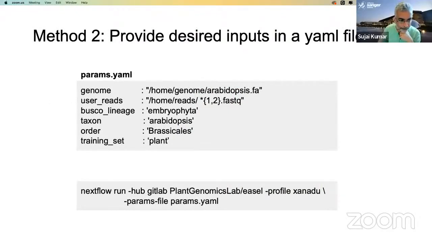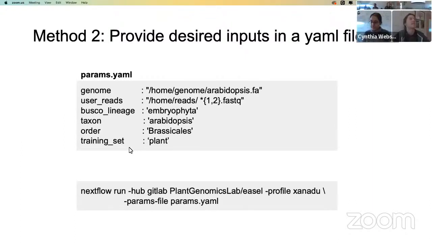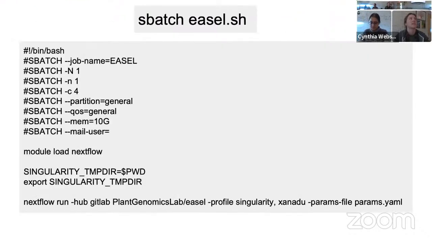Yep. Okay, cool. All right, so as I was saying, you would provide all of these parameters in a separate file and then provide it to your Nextflow script this way. You just add a params-file flag with params.yaml, or whatever the path of your YAML file is. And this will run EASEL the same way as the other one.